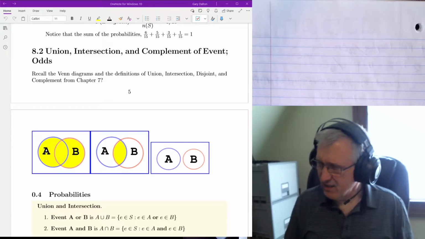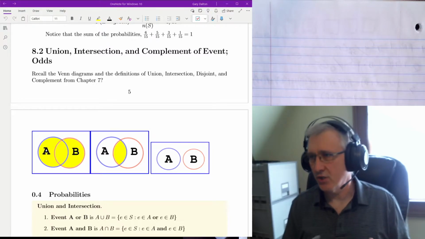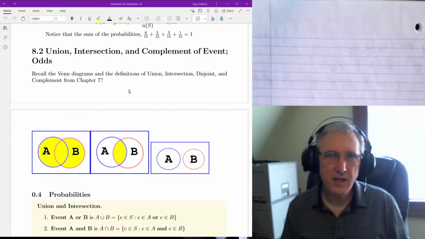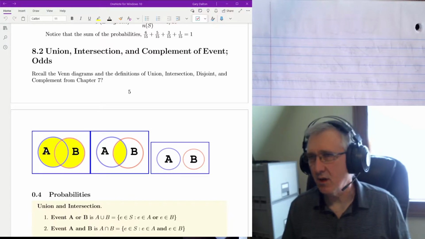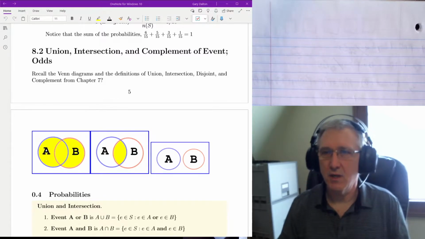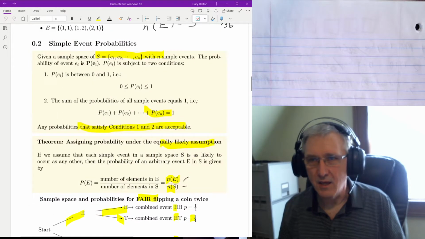Some of the stuff will be a little bit familiar to you from chapter 7 when we're talking about union, intersection, and complement. So I'm going to go through this part relatively quickly. The probability aspects of it are very similar to what we covered above, and I'm going to review quickly the most important part of that.